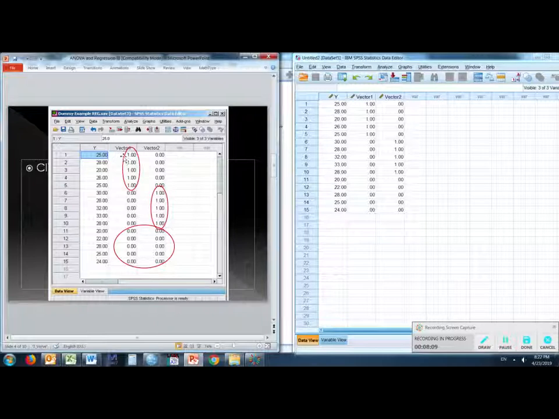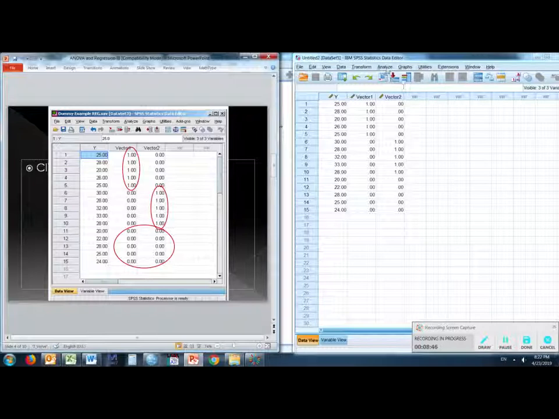Therefore, for the first 5 people, they have 1, 1, 1, 1, 1 under vector 1. They have all zeros under vector 2. For person 6 to person 10, they have zeros under vector 1. They have ones under vector 2. For the third group, they have zeros in each vector. Therefore, using vector 1 and vector 2, or the 2 columns in the dummy coding matrix, we can understand the membership of each participant.